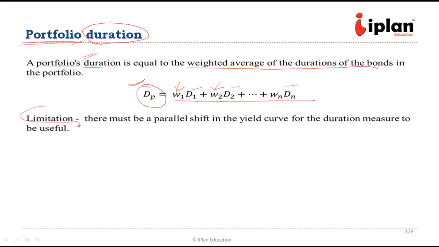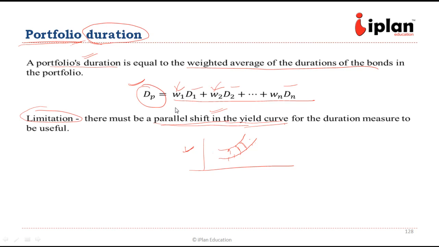But there's a limitation to this parameter, which is that there must be a parallel shift in the yield curve. We are assuming that all the bonds are going to respond in the same way to a particular change in the interest rate. That is, their duration is responding in the same way, or there is a parallel shift in the yield curve. So if this were the yield curve in the starting, there is a parallel change in the yield curve. So the interest rate or spot rate at different maturities is showing the same change. So if the assumption is true, then we can calculate portfolio duration more accurately.